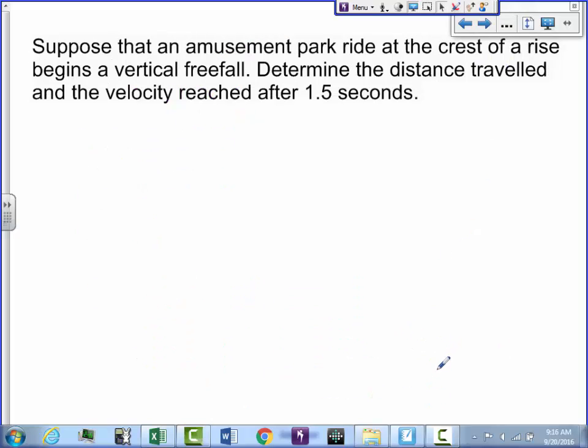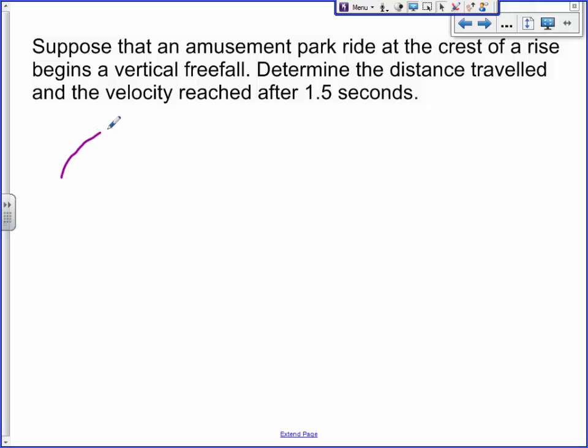All right. Amusement park ride. At the crest of a rise begins a vertical free fall. So what I'm going for in this picture, if you can imagine it, you're doing like a roller coaster. You're coming up the top. You know, this is the car on the roller coaster here. Right, here's you in the roller coaster with your hands in the air. Really big hands in the air, apparently. Yay! All right, you're about to hit the crest of the fall, and then like you're going straight off a cliff kind of thing, right? So I'm asking you 2 things now. I want the distance traveled and the velocity you reach after 1.5 seconds.